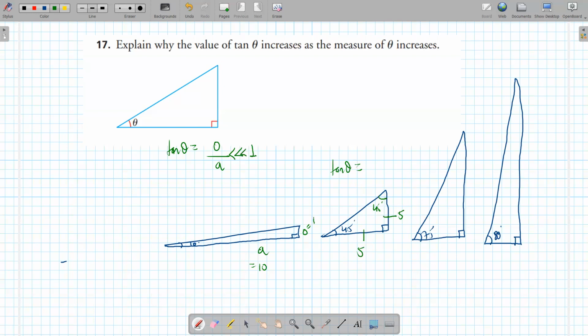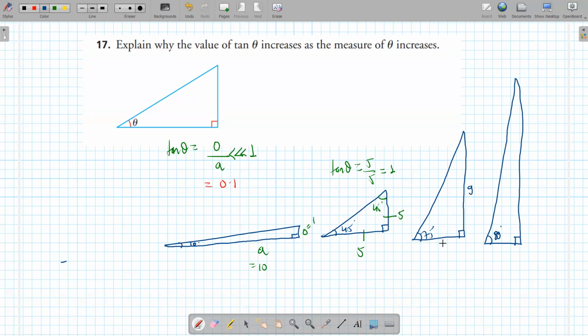It's going to be opposite over adjacent. It's going to be 5 over 5, right? That's exactly 1. So when we increase the angle from 10 to 45, we see that the ratio goes from like 0.1 to 1. Let's go over here at 75. This is going to be much bigger than this.